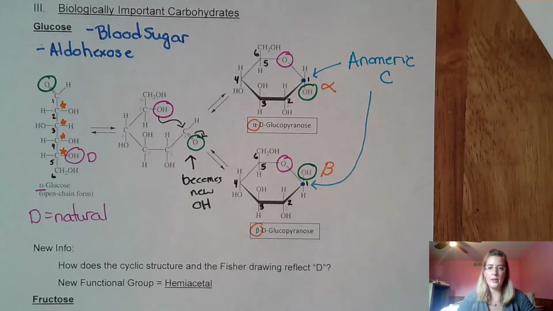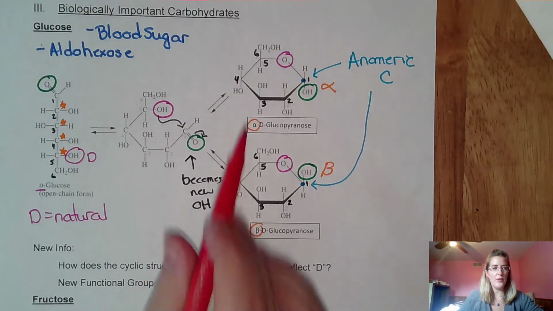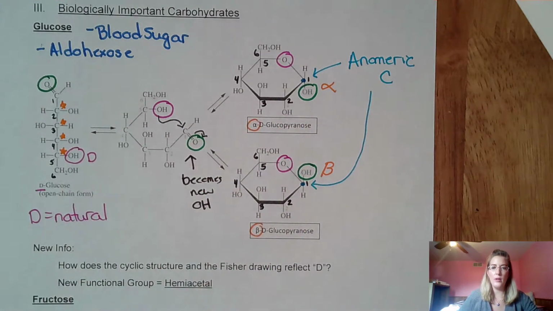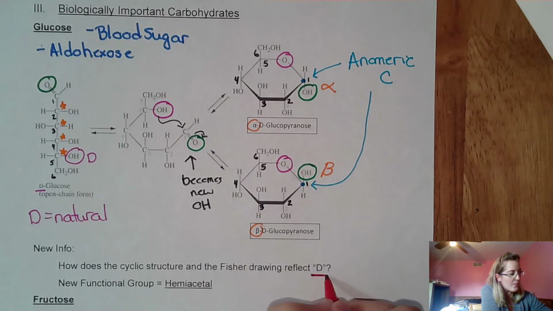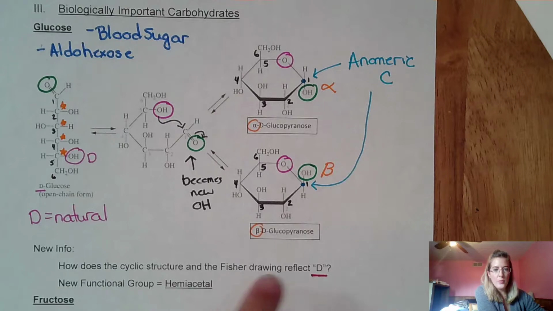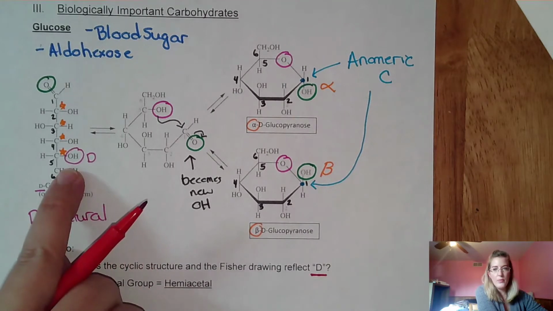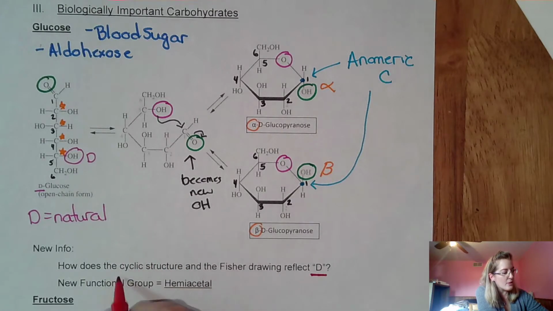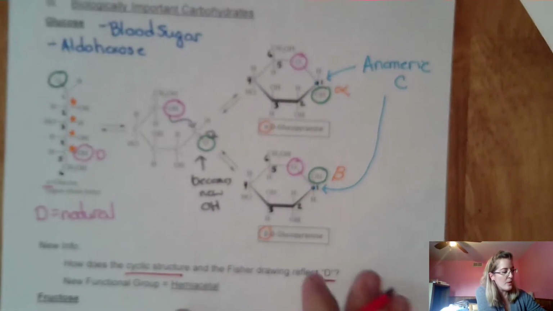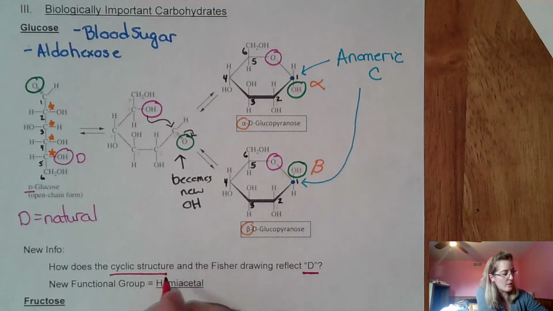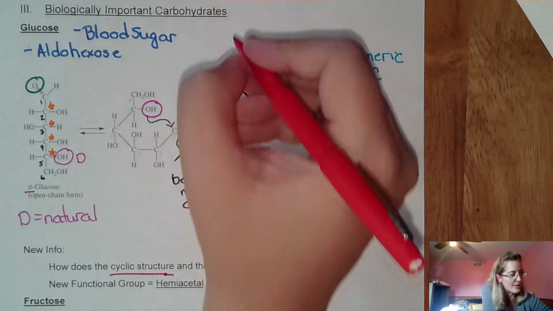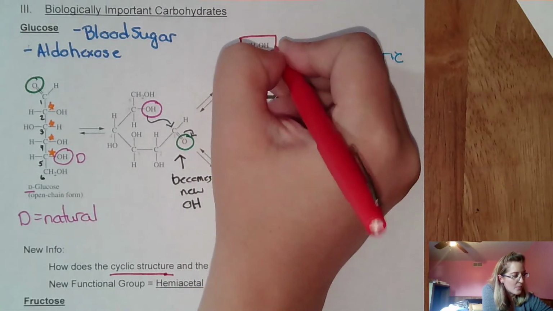How does the cyclic structure reflect D? If I gave you this without anything else, if you're looking at the cyclic structure, how does it reflect D? With the Fisher projection, we know it's D just by looking at the reference carbon. What if you're in the cyclic structure? How do you know? Well, it's actually pretty straightforward, and it's actually looking at carbon number 6.